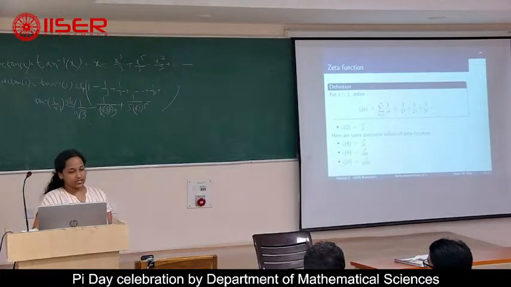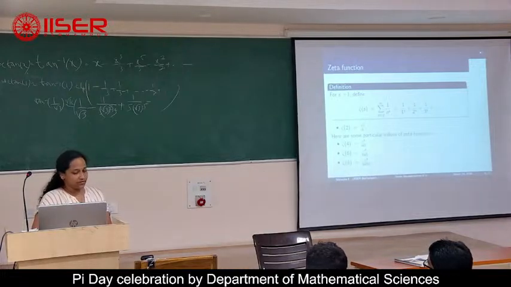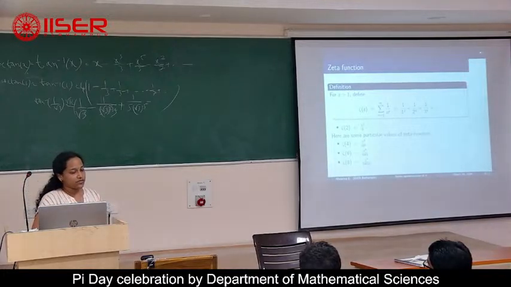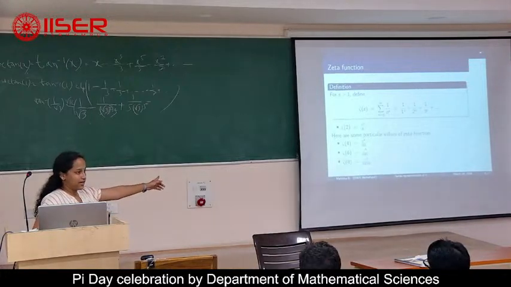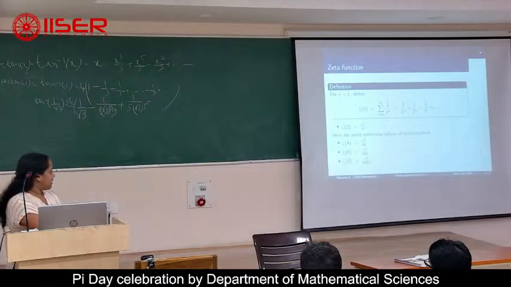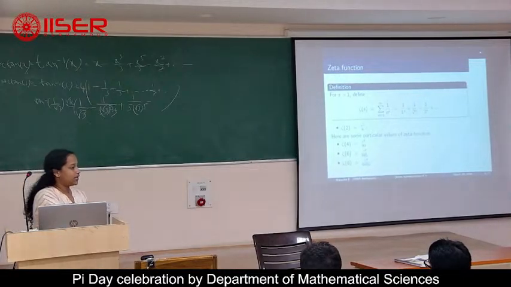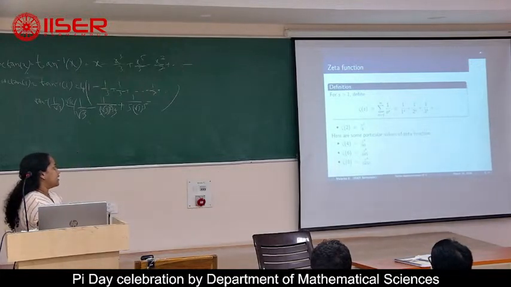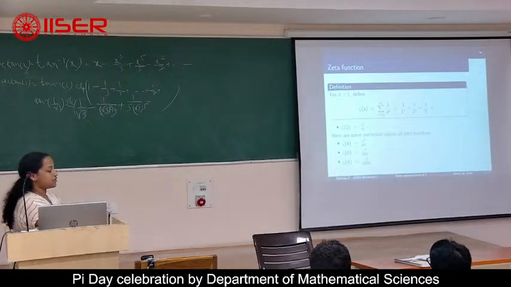Actually, the zeta function is of high research interest. Mathematicians have done a lot of work on zeta, and the calculation we have done now is giving one zeta value. Zeta of 2 is pi square upon 6. Some more particular values of zeta are mentioned here: zeta of 4 is pi to the power 4 upon 90, zeta of 6 is pi to the power 6 upon 945, and zeta of 8 is pi to the power 8 upon 9450.